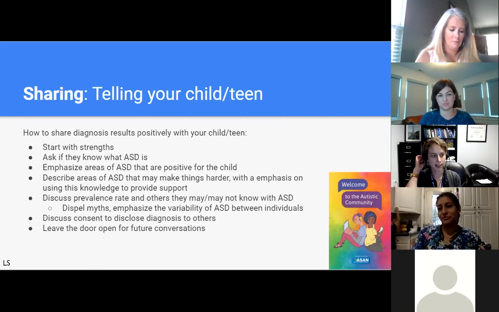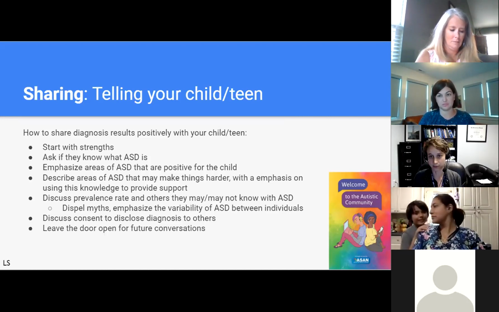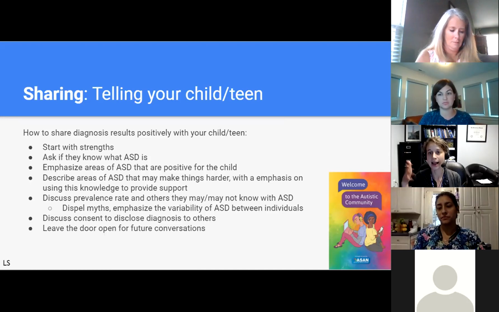So emphasizing those strengths, but then also acknowledging there are parts of life that might be more uncomfortable because of autism. So some people with autism have a harder time knowing what to say in conversations, or might feel really uncomfortable like you do when you hear sirens. And that's because of autism. So being able to identify these are some of those concrete things.